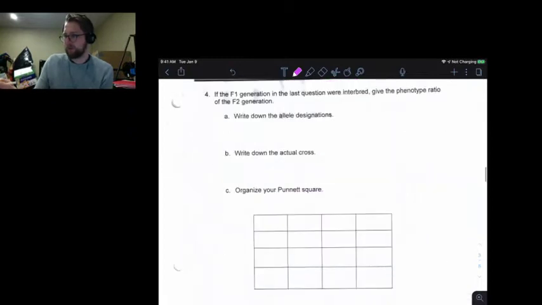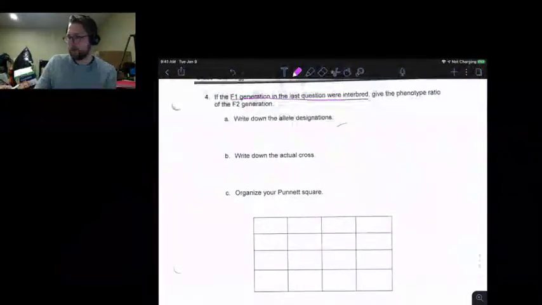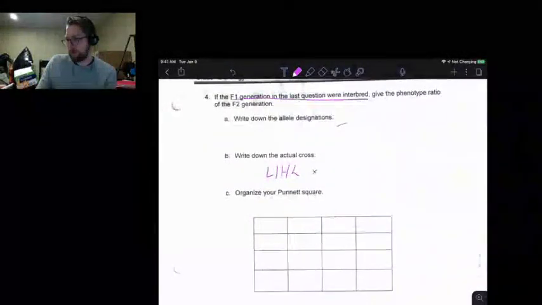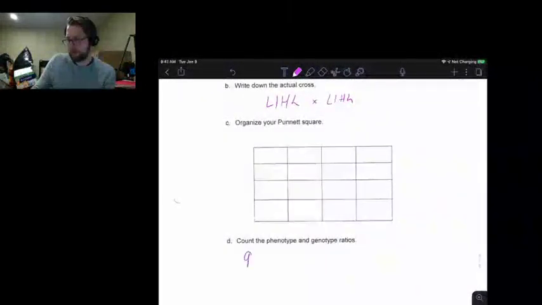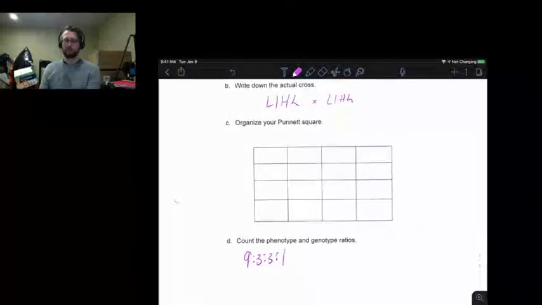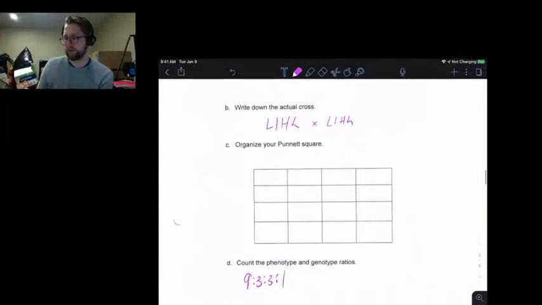So the last piece here is that if the F1 generation in the last question were interbred, what would the phenotype ratios be? Well, then we would be talking about interbreeding this hybrid. And so I don't even have to finish the question. Hopefully at this point, you should just be able to say the answer is 9331. There are going to be 9 individuals dominant for both, 3 individuals dominant for one trait, 3 individuals dominant for the other trait, and then 1 individual who's recessive for both. So that is going to be the end product here, because this is the true dihybrid cross.